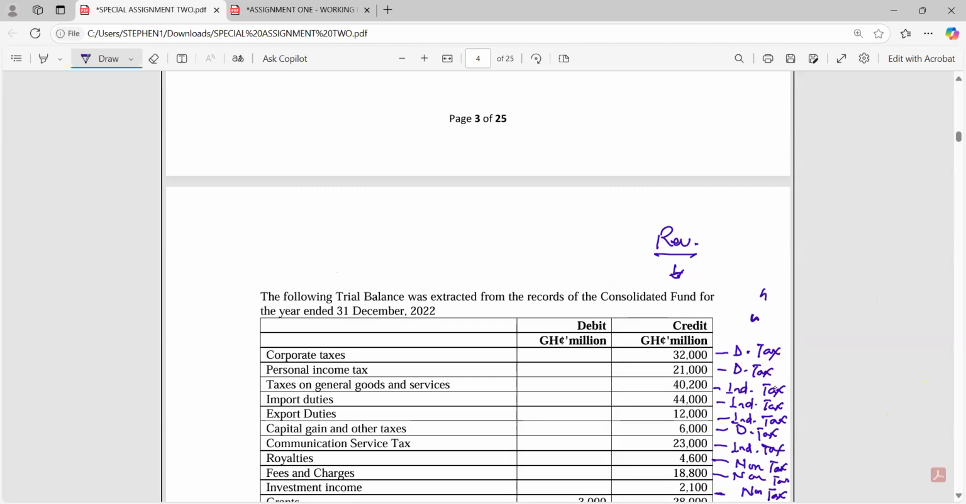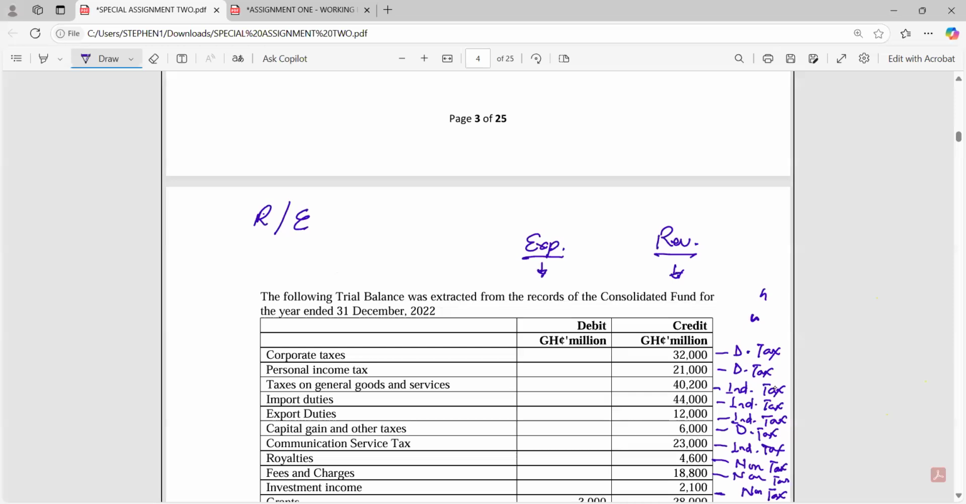So please, those of you joining us for the first time, statement of financial performance is made up of revenue and what? Expenditure. The P&L is made up of revenue and expenditure. So if I need the revenue, it's on the credit side. If I need the expenditure, it's on the debit side. Expenditure has a debit balance. Revenue has a credit balance.